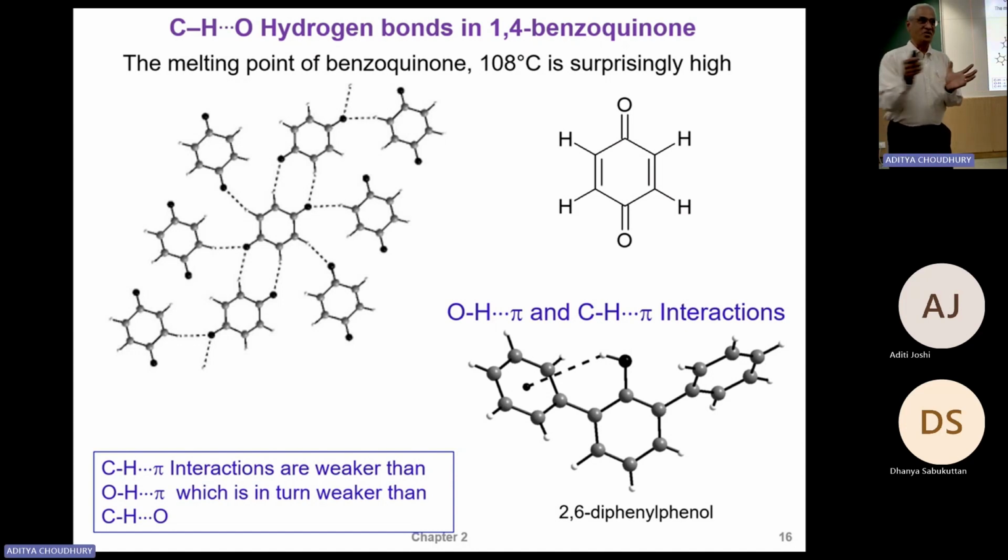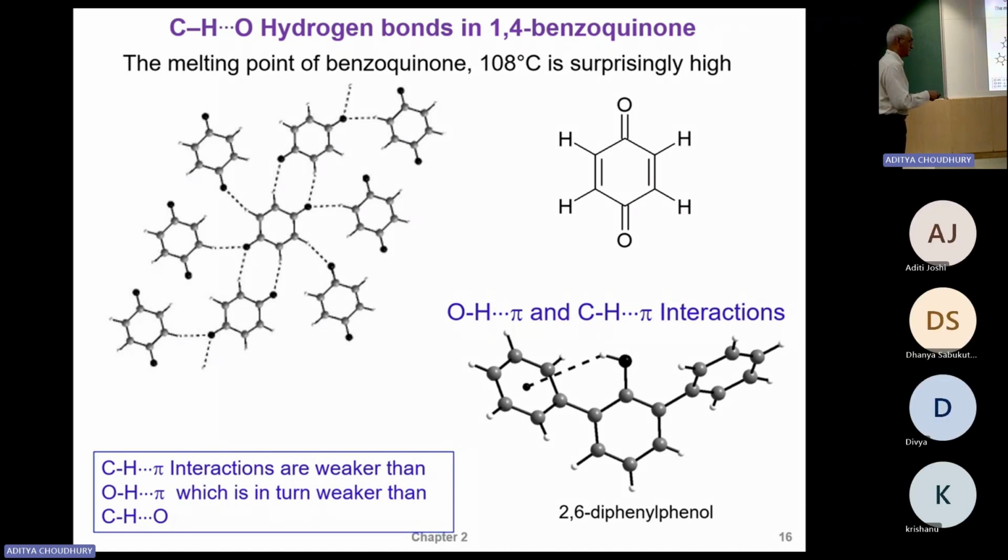So you can observe certain types of unusual interactions in the crystal structure by design. Okay, this is an OH, and you can also observe CH pi interactions when you change this one to CH3, for example, a methyl group. So you see immediately CH pi interaction. Usually the CH pi interaction is weaker than OH pi interaction, which in turn is weaker than CHO. So CHO is stronger than OH pi. So these kinds of supramolecular interactions are also present. They are also very important in crystal engineering of solids.